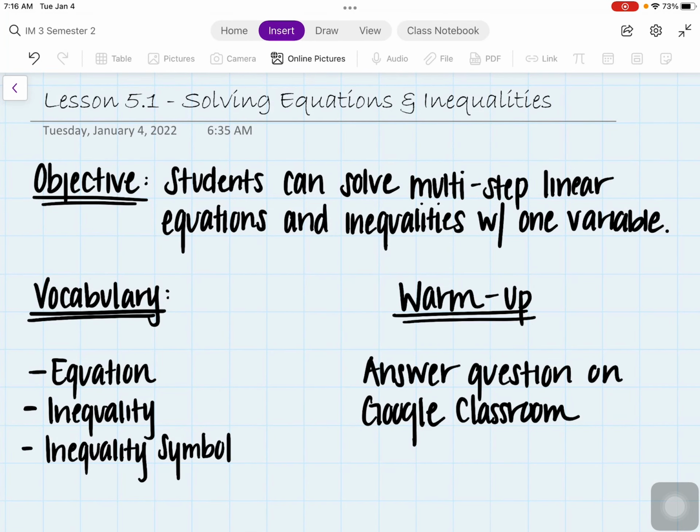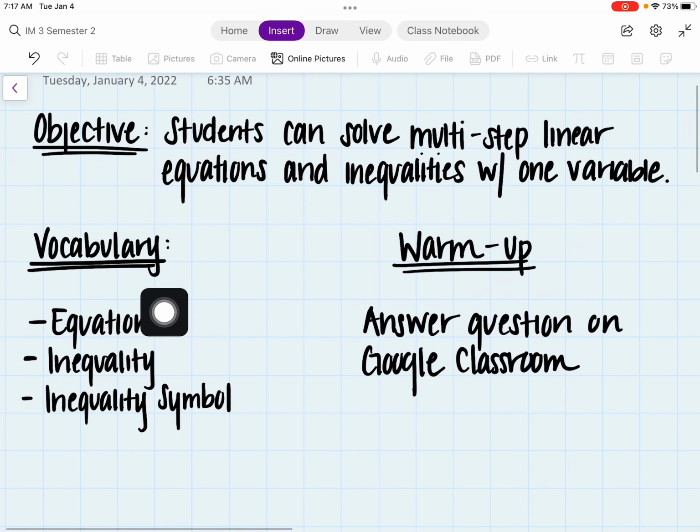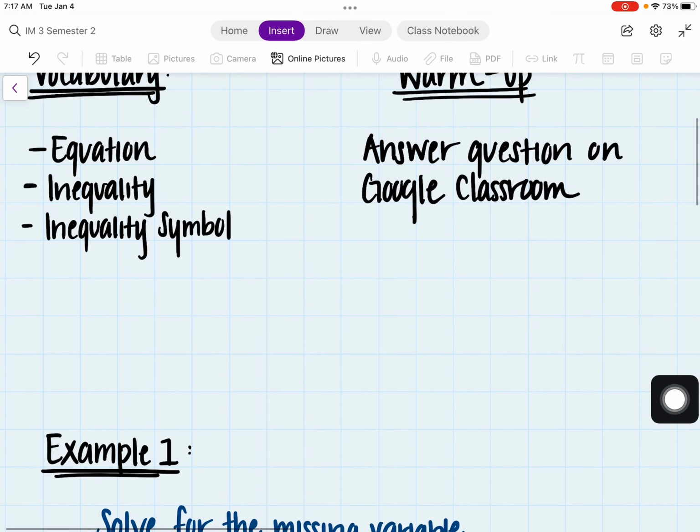Alright, you guys, so we are going to be doing lesson 5.1, which is solving equations and inequalities. It is a very short lesson, and there are two assignments with this lesson. So students in this case can solve multi-step linear equations and inequalities with one variable. A few vocab terms here are equations, inequality, and inequality symbol.